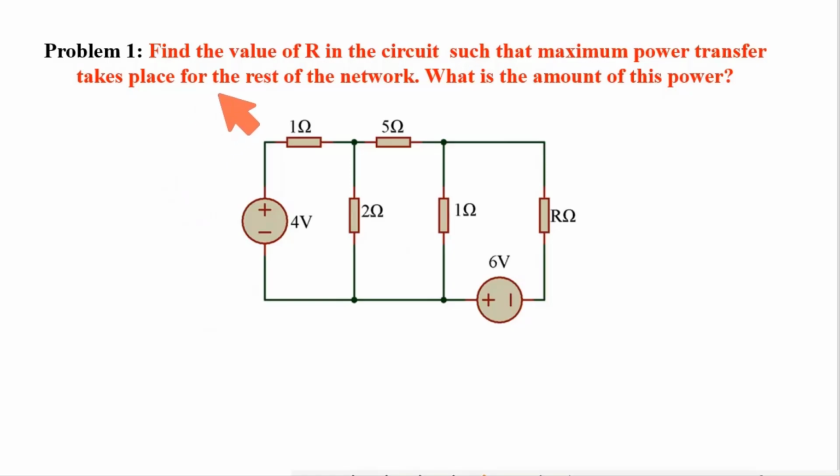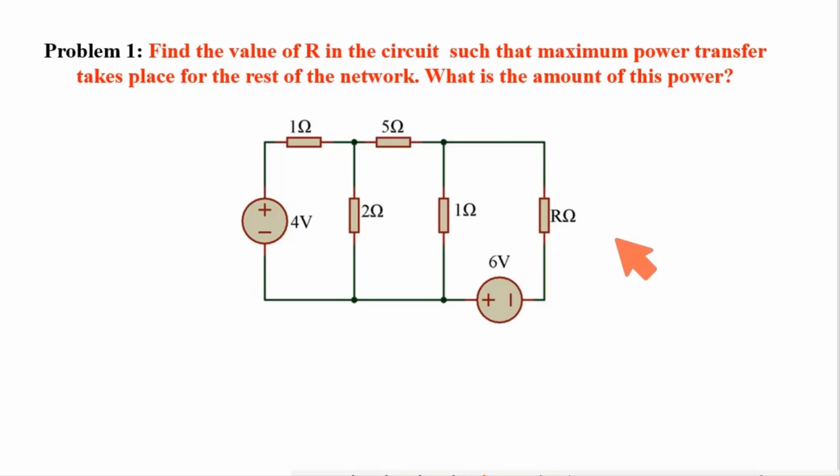Problem number 1. Find the value of R in the circuit such that maximum power transfer takes place for the rest of the network. What is the amount of this power? So this is the complicated circuit. Here R is the load. We have to calculate what will be the value of this load resistance so that maximum power from the source will be transferred to the load resistance.